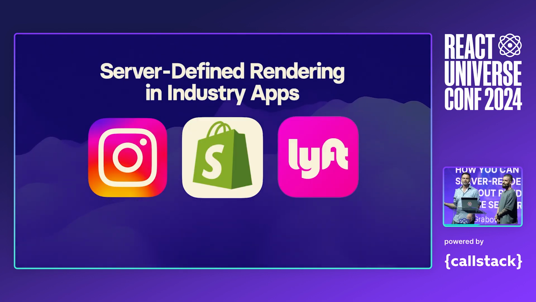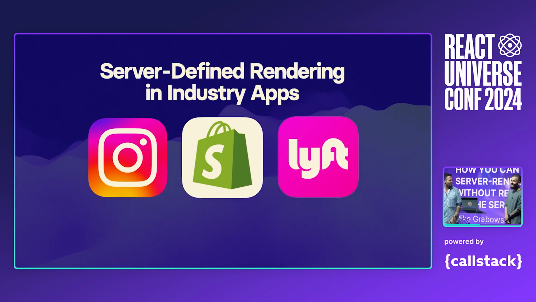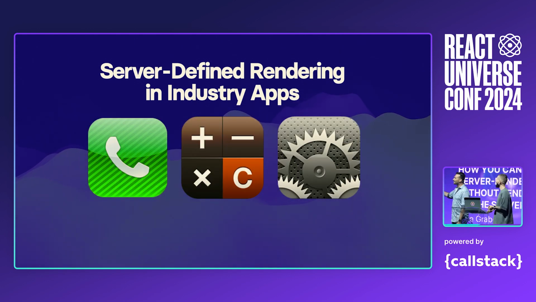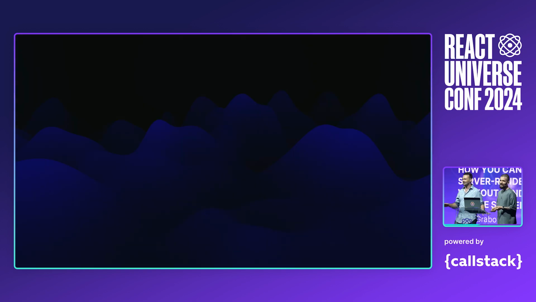So server-defined rendering is already used by countless large companies. Instagram has a framework that they use called Blocks. Shopify uses this technique as well as Lyft. In fact, it's so common that we could pretty much put any three apps on this slide and it would still make sense. Look at these old app icons. They didn't even have servers back in 2008, so I don't think that's a possibility.